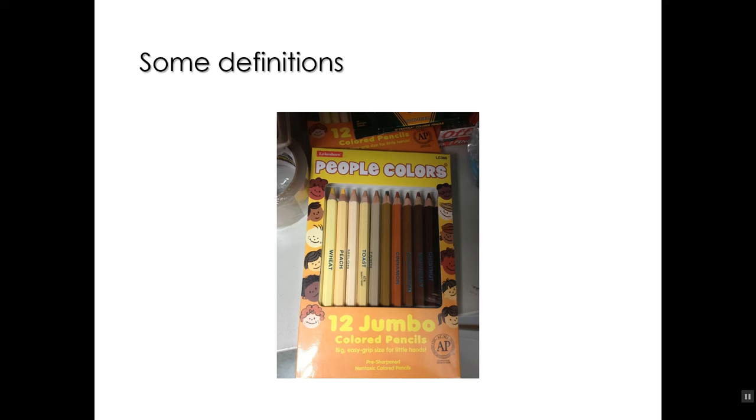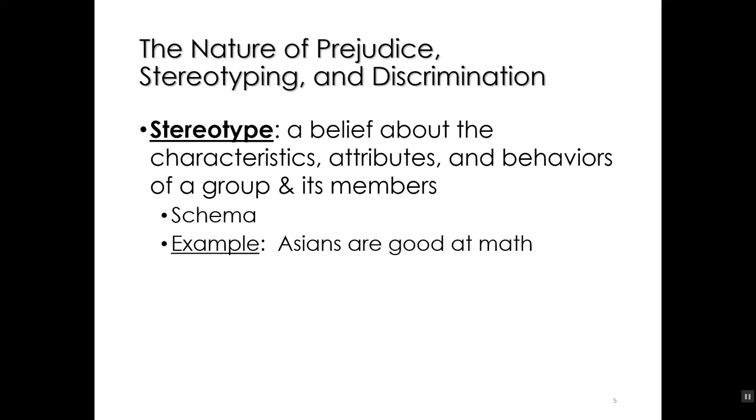So let's get into some definitions. First off, a stereotype. A stereotype is a belief about the characteristics, attributes, and behaviors of a group and its members. And that's the same thing as a schema. Oh, look at how parallel those lines are. I can't believe I drew them. Everything I've told you about a schema applies to a stereotype. It's just an older version of the idea that we now call a schema. An example of a stereotype is that Asians are good at math.